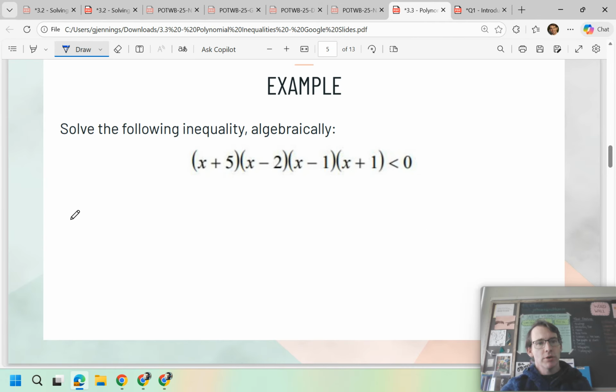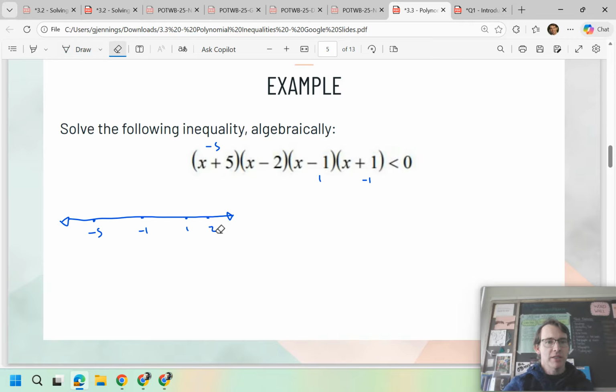I do know that this thing crosses the x-axis at -5, -1. This one's been written in a weird order. 1, positive 1, that one's 1 there, and 2. Okay, so I might space that out a little bit to give myself some room to work in. And I'm going to call this thing f of x for argument's sake. It just helps my notation a lot.